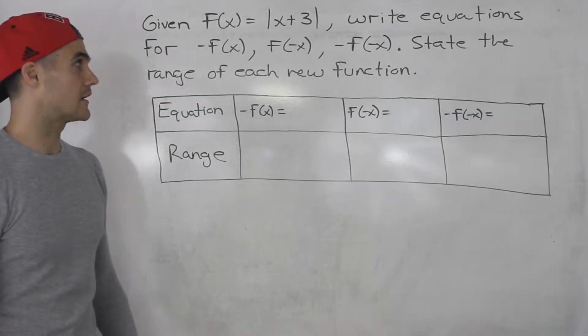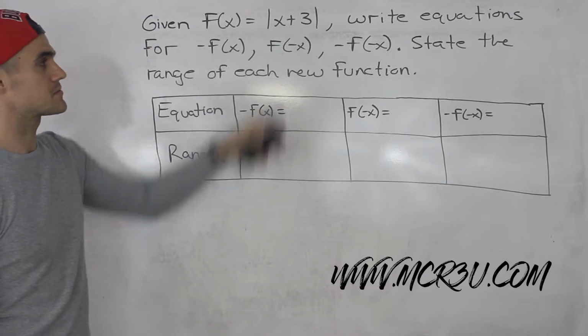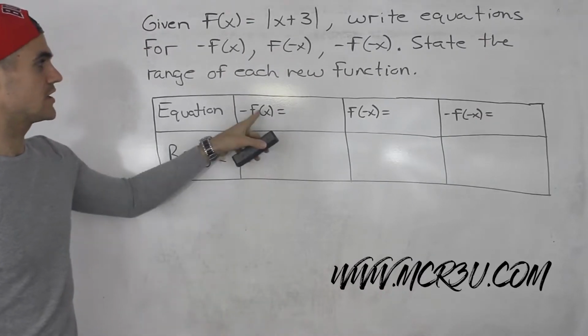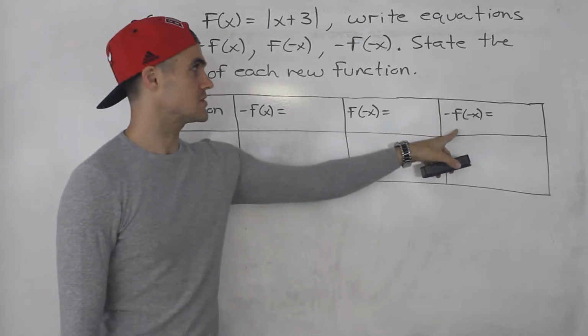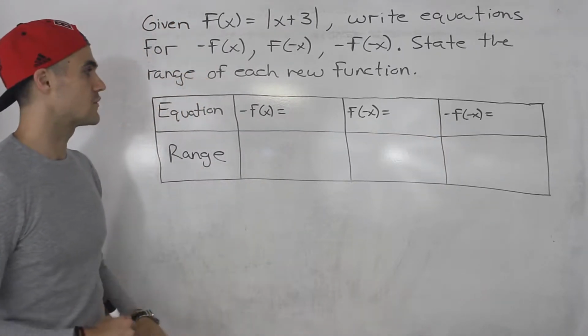Welcome back, everybody. In this question, we're given that f of x is equal to the absolute value of x plus 3, and we have to write equations for each of these three expressions, and then we have to state the range of each new function.